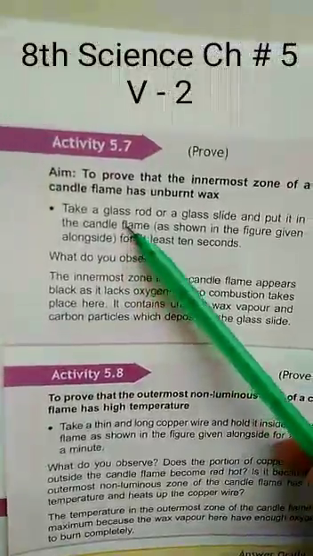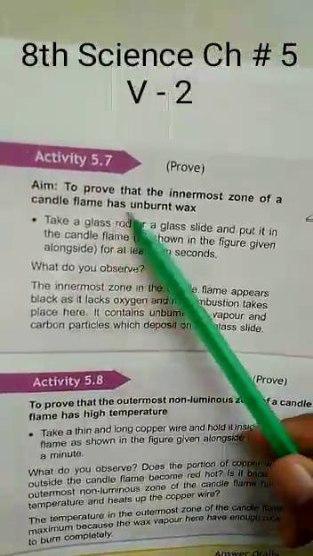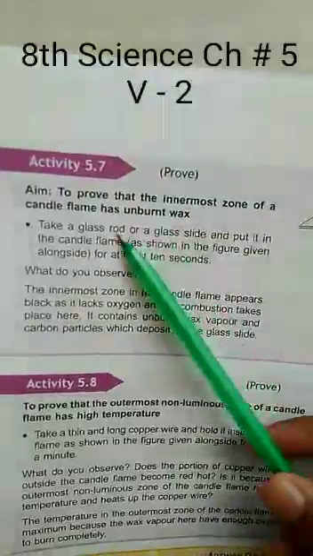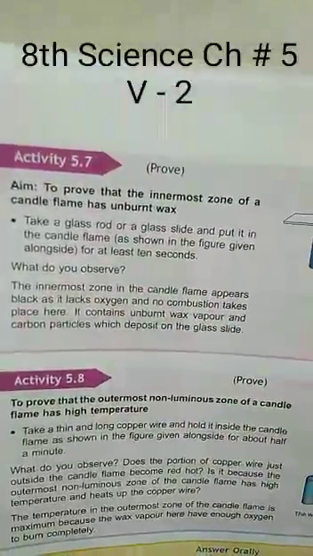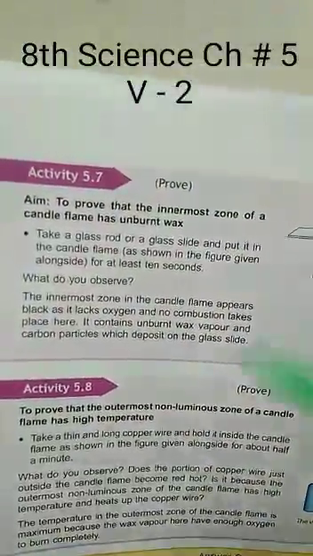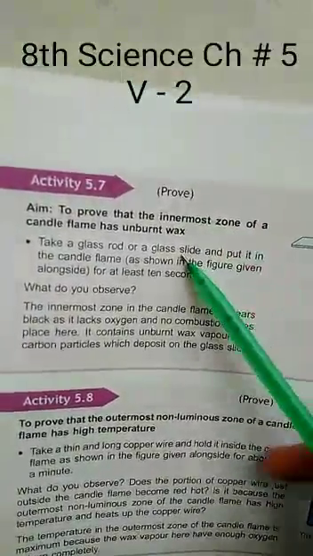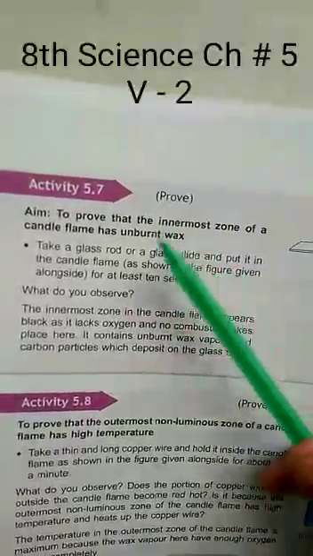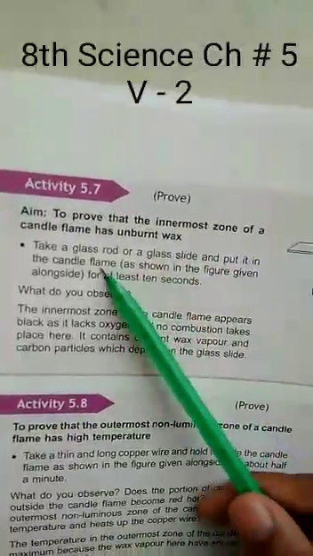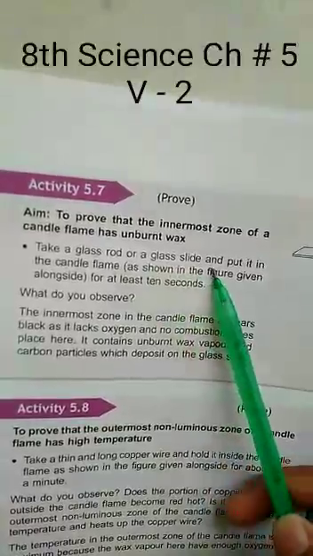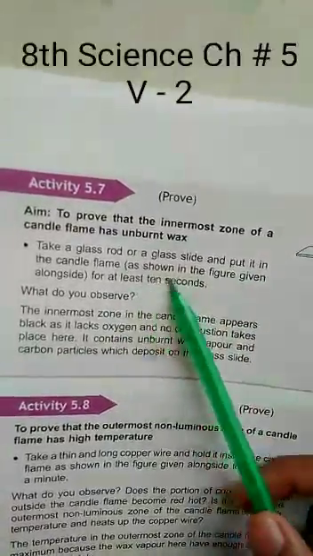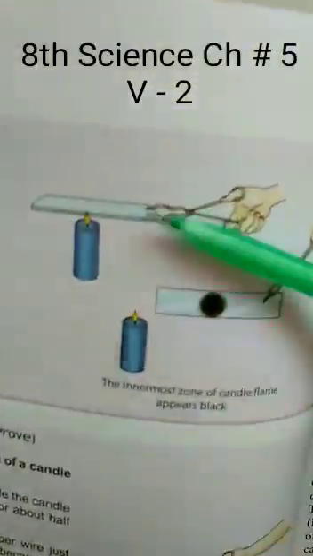Now students, activity 5.7 proves that the innermost zone of a candle flame is unburnt wax. Means if we put any substance in the innermost zone, then what will happen? It will remain as it is, or we can say unburnt. So take a glass rod on a glass slide and put it on the candle flame as shown in the figure.